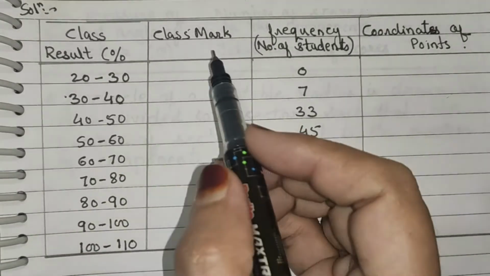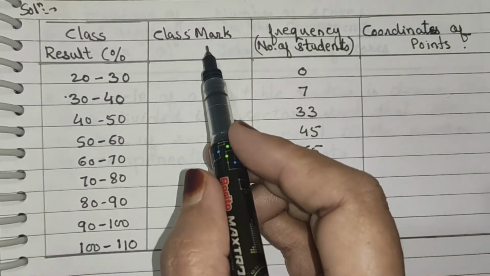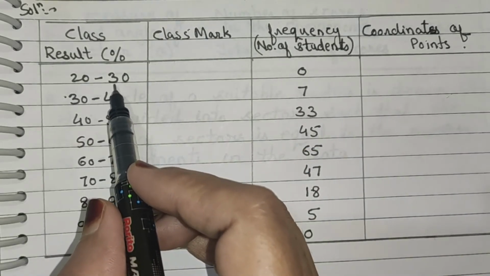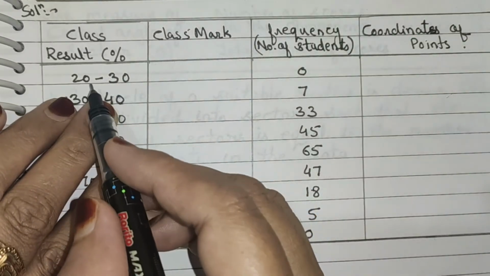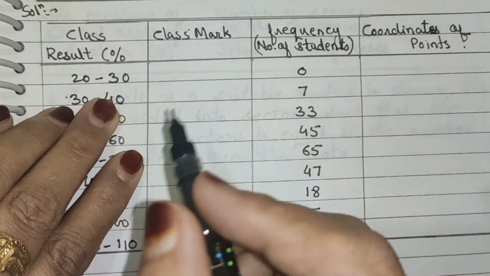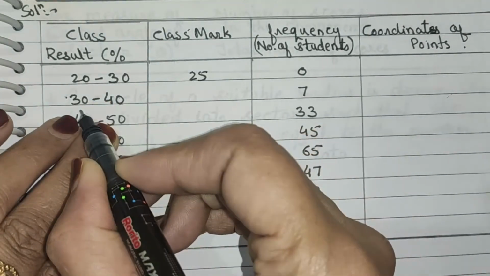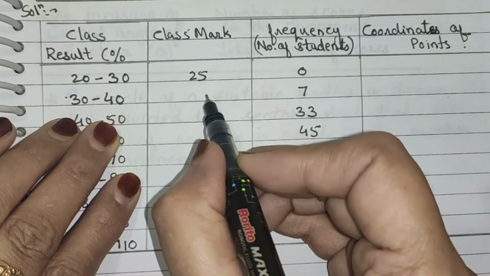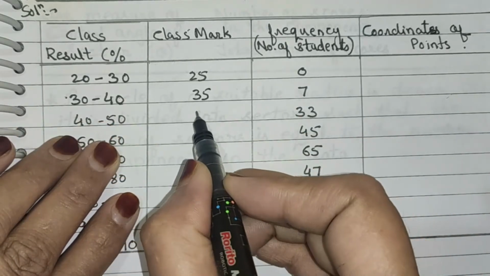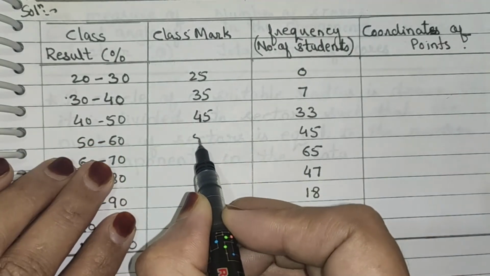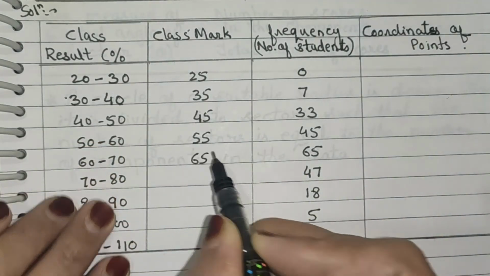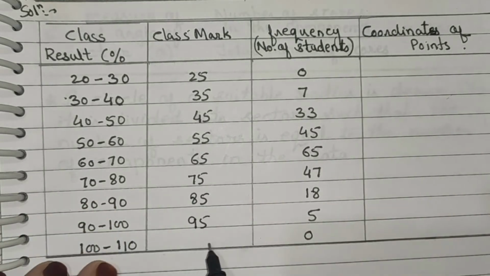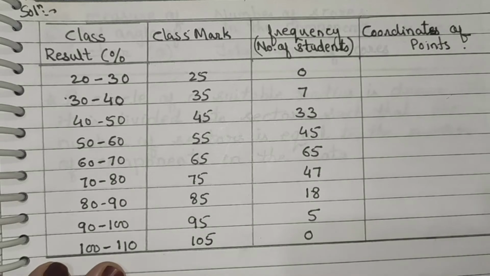Now second column, class mark. We know that class mark is an average of lower class limit and upper class limit of each class. Now 20 plus 30, 50 upon 2, we get here 25. 30 plus 40, 70 upon 2, we get here 35. Next one 45, next one is 55, 65, 75, 85, 95 and 105.